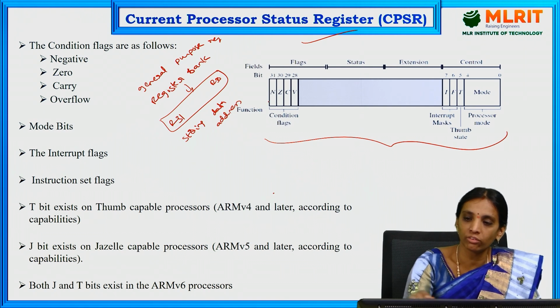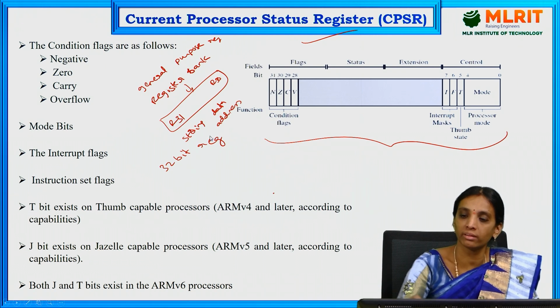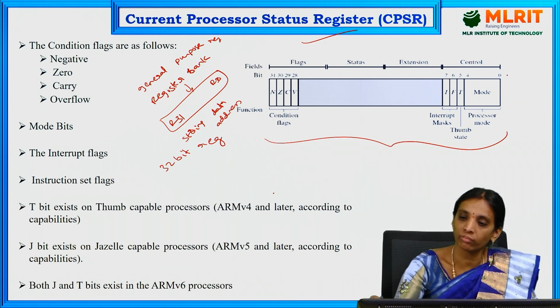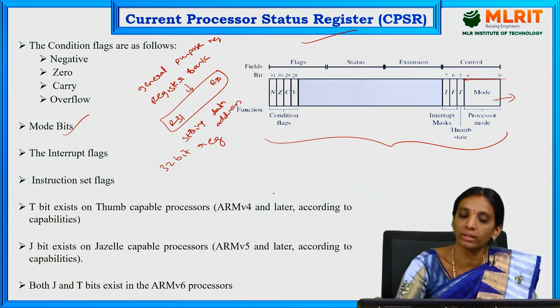This CPSR is a 32-bit register. In this 32-bit register, the starting 5 bits, from bit 0 to 4, are called mode bits, and they are used for indicating the processor mode. The 6th bit, which is called bit number 5, is used for indicating the thumb state.